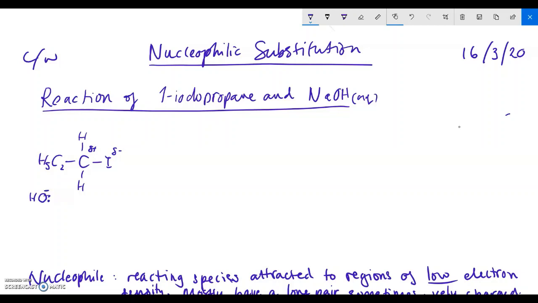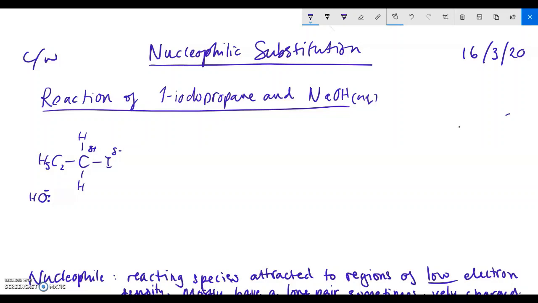It is a species which has a lone pair of electrons. It also has a negative charge, which allows it to act very strongly as a nucleophile. Now, your hydroxide, negatively charged, is going to be attracted to the delta positive carbon within this molecule. And so it's going to be drawn in to attack that.